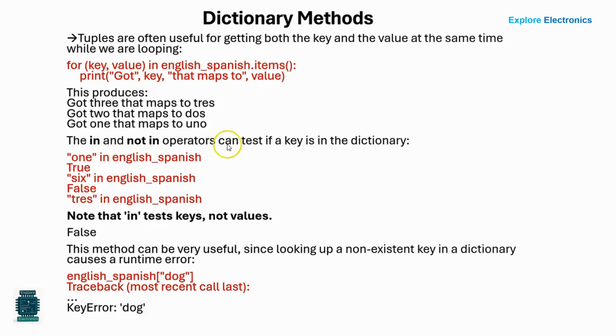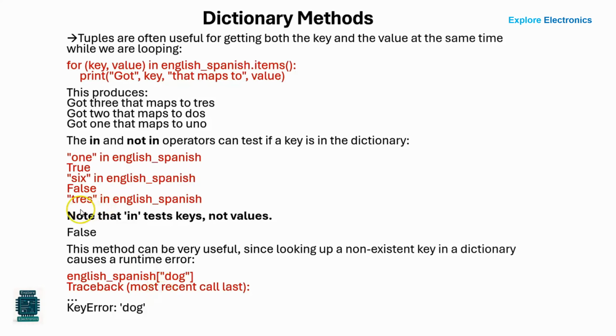The in and not in operators can test if the key is in the dictionary. We have seen in and not in operators in strings, tuples and lists as well, which is very important and interesting. 1 in English Spanish. 1 is there in the English Spanish. Yes, it's there. That's why it will return true. 6 in the English Spanish. It's not there. That's why false. Here we have used the in operator. If it is there, it will return true. If it's not there, it will return false. Tres in English Spanish. It's there. That's why it will return true.